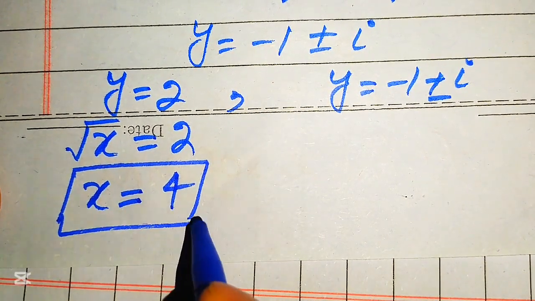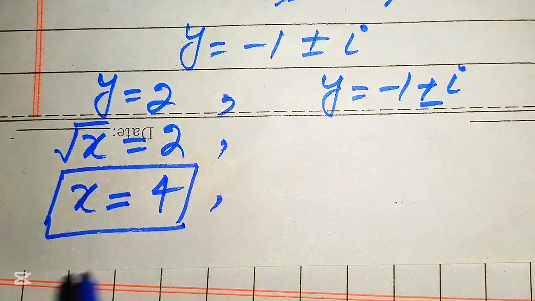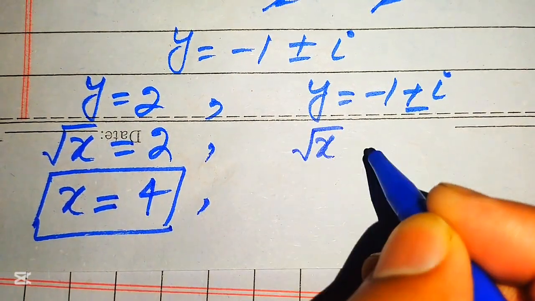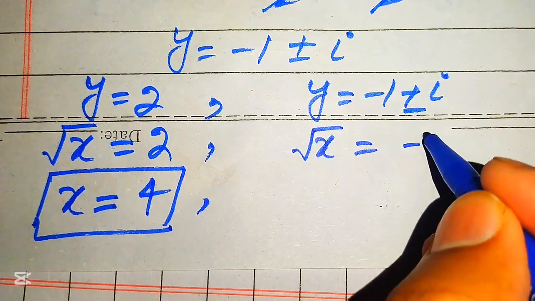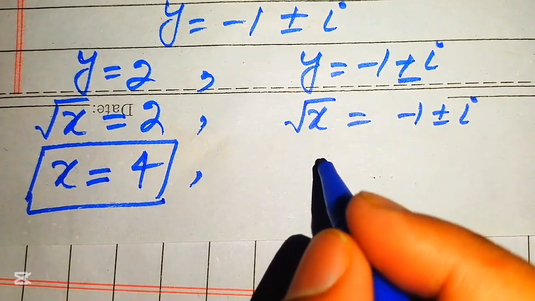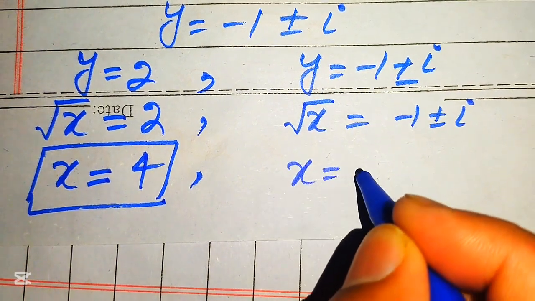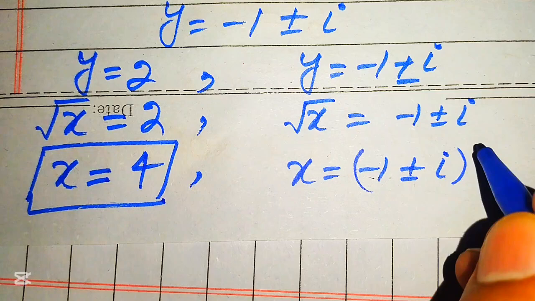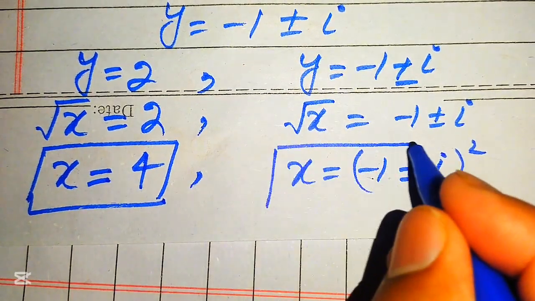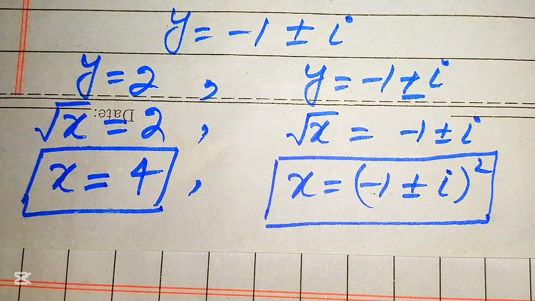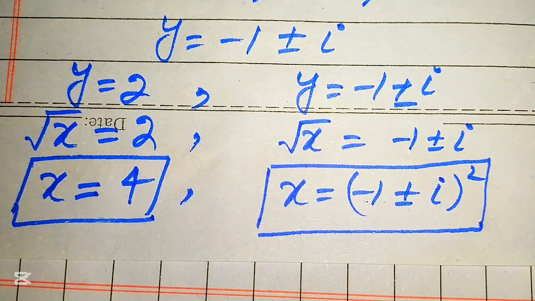So this is the first root of the given equation, and now similarly we can put the value of y here. It will become square root of x is equal to minus 1 plus minus iota, and when we take the square on both of the sides, it will become x is equal to minus 1 plus minus iota, and its whole square. So these are the other two complex roots of the given equation, and these are the three final roots of the given equation, and this is the final answer.